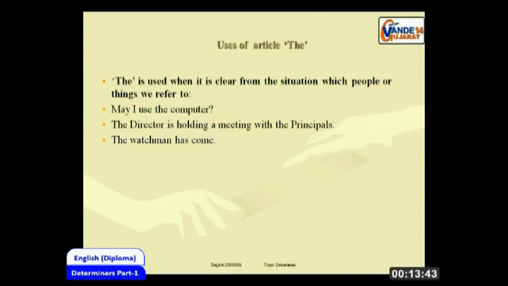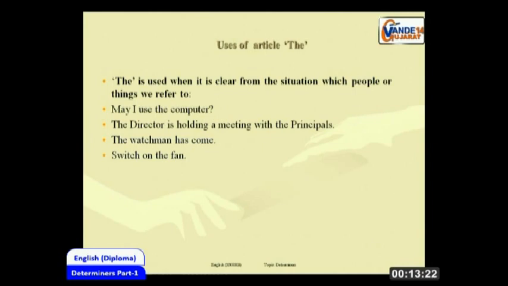The watchman has come. For example, the watchman comes to a house in a residential society. Everybody knows who the watchman is. So it is very clear which watchman I am talking about, and that's why article the will be used before it. Switch on the fan.